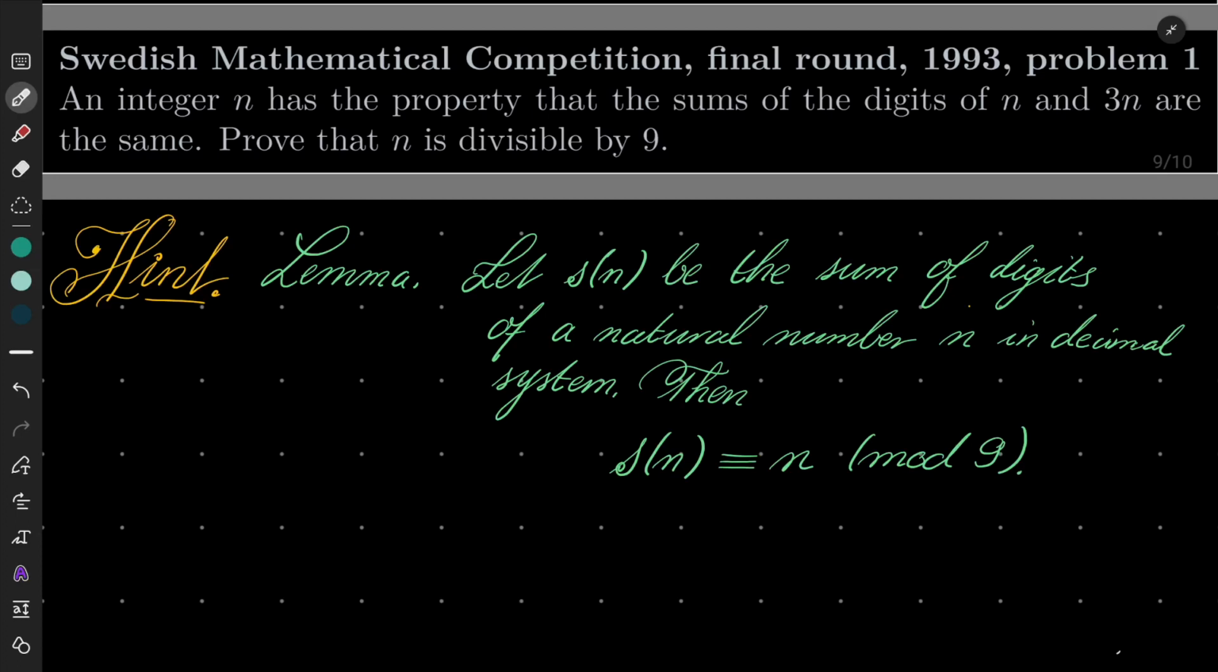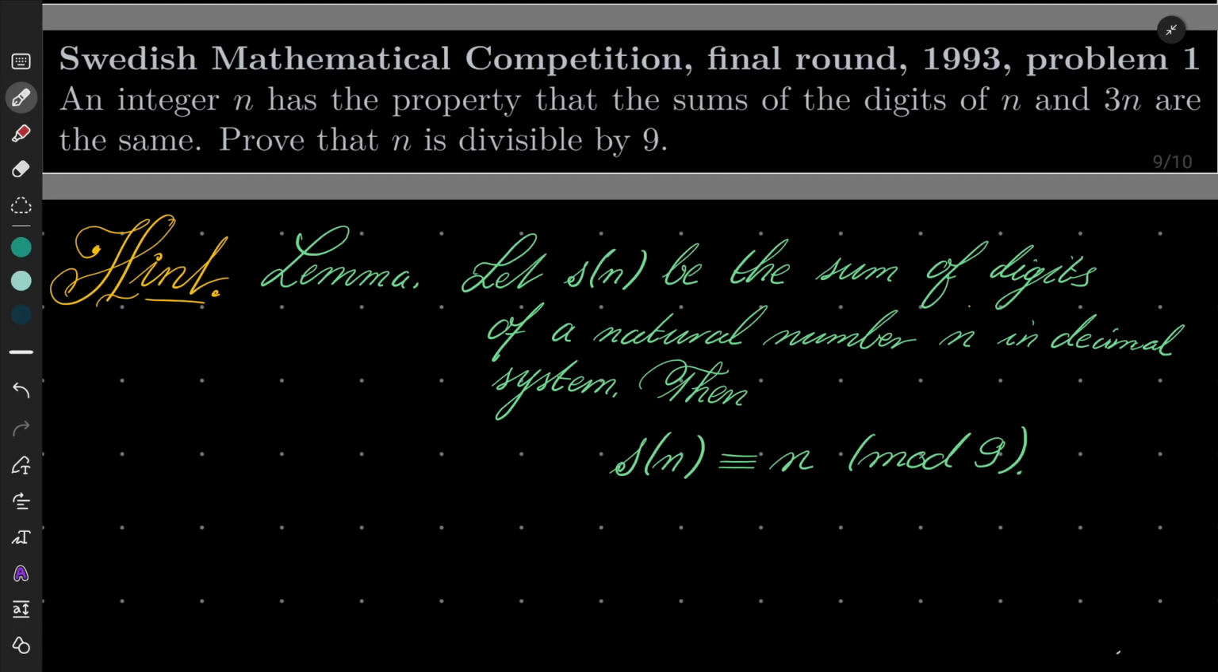Hello friends, in this video I'd like to solve the following problem from the Swedish Mathematical Competition, final round 1993, problem number 1. An integer n has the property that the sums of the digits of n and 3n are the same. Prove that n is divisible by 9.